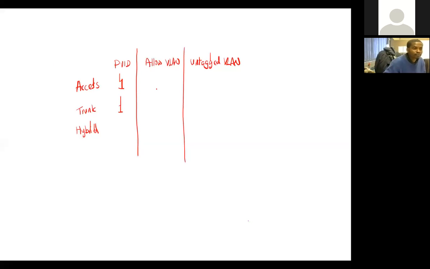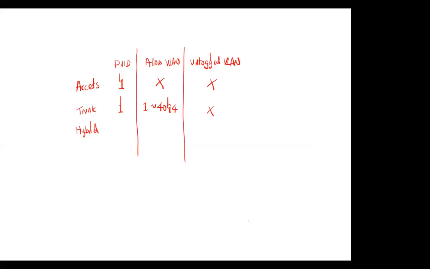For the access, they have no allowed VLAN. They have no untagged VLAN. Okay. For trunk, one PVID, and the allowed VLAN, they can allow from VLAN 1 to 4094. These VLANs can be allowed. And trunk, they cannot untag VLAN. So this untagged VLAN is only allowed under the hybrid link type.